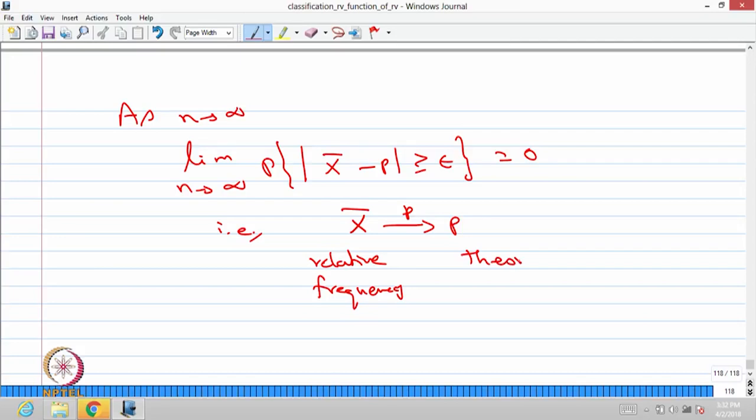If you have independent Bernoulli trials, for a finite n the relative frequency may deviate from the theoretical probability, but for a large n the relative frequency will converge to the theoretical probability, and that convergence takes place in probability. Let us go for one simple problem, on how to use the Bernoulli law of large numbers.